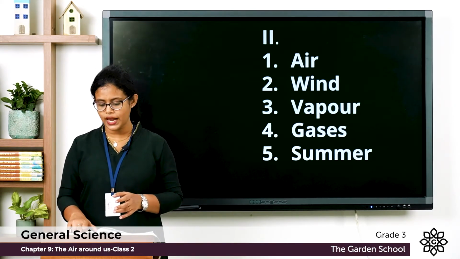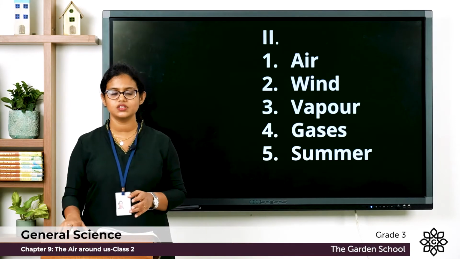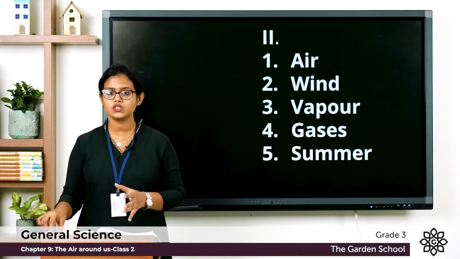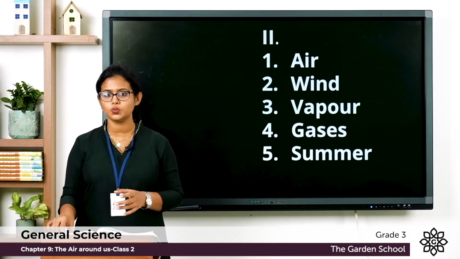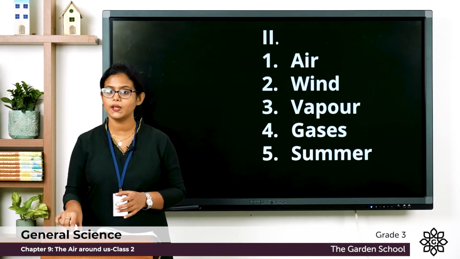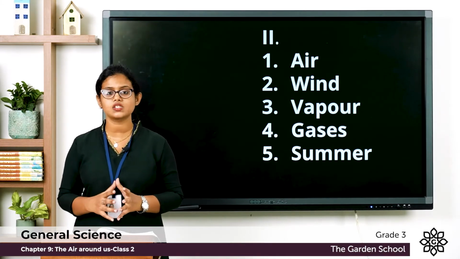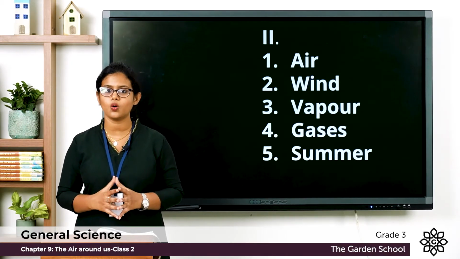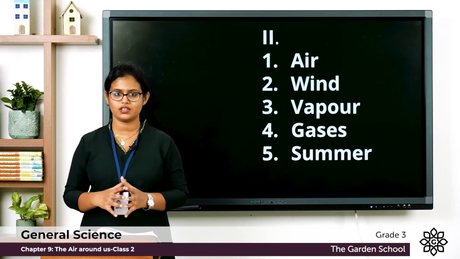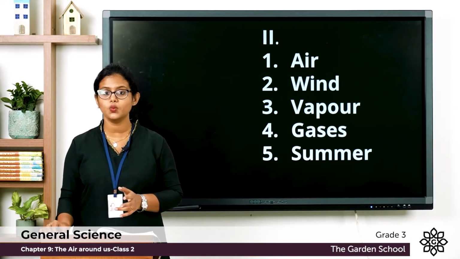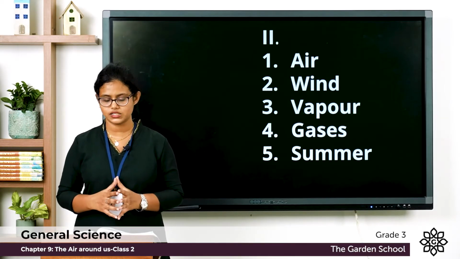Dash is everywhere on the earth. So what is everywhere on earth? Air. So in that word grid, you can look for the word air and you can mark it. Okay. Second one. Moving air is called. So what is moving air called? It is called wind. So you can see the word wind in the word grid and you can mark it.